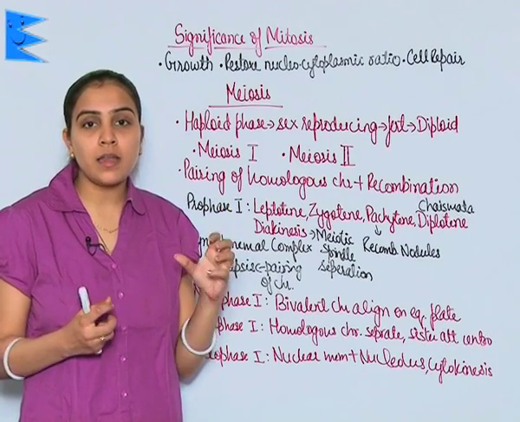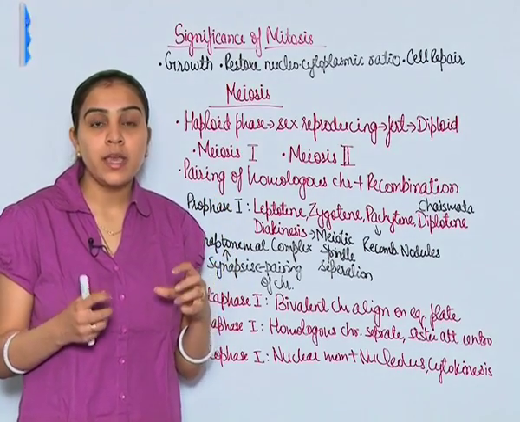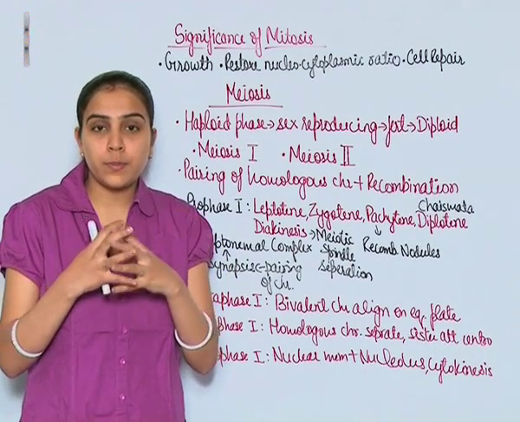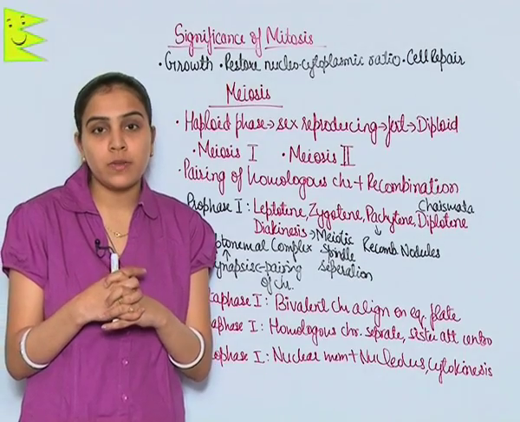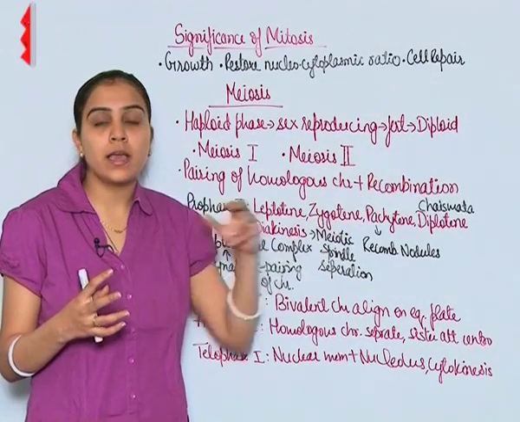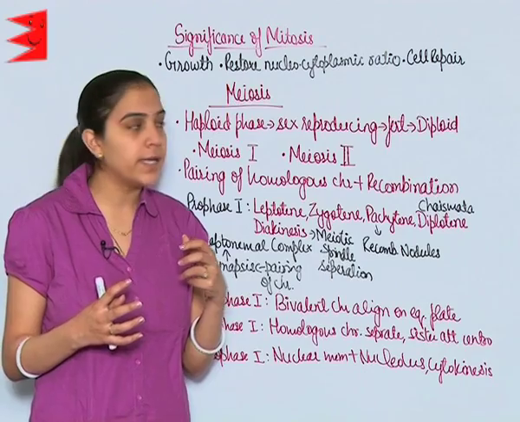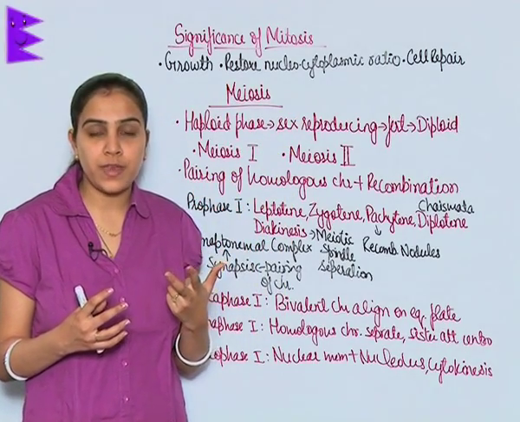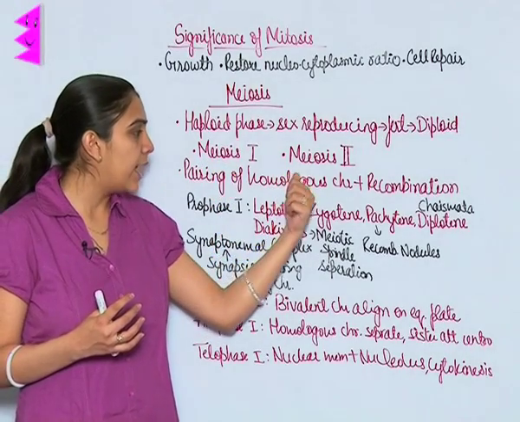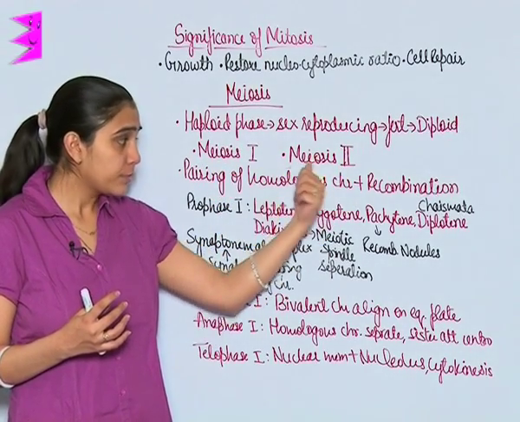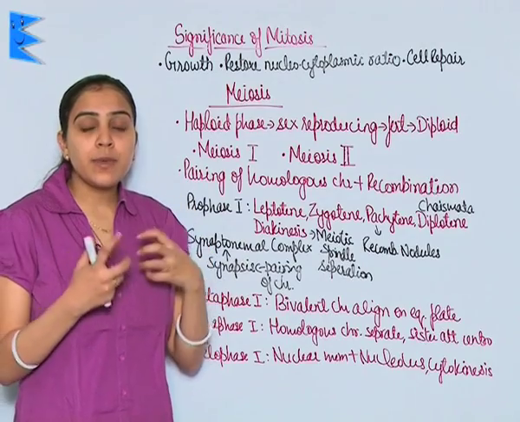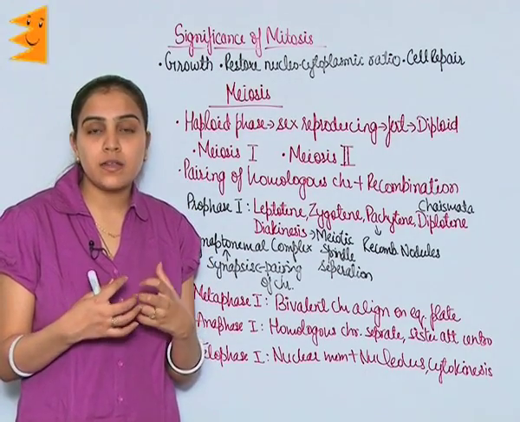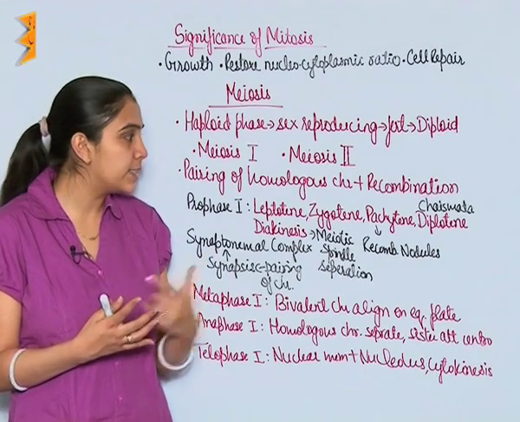The gametes are haploid in nature, and when these sexually reproducing organisms mate and fertilization takes place, the cells will again become diploid in nature. Meiosis is divided into two phases, meiosis 1 and meiosis 2. In meiosis, pairing of homologous chromosomes as well as their recombination takes place.